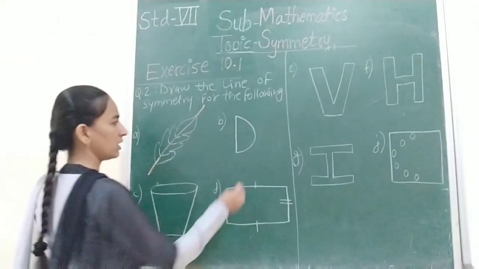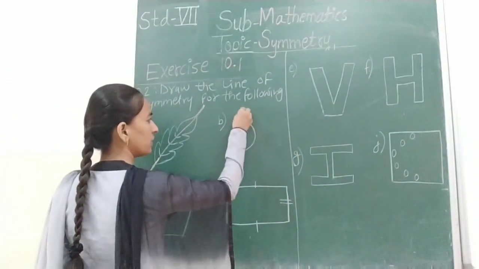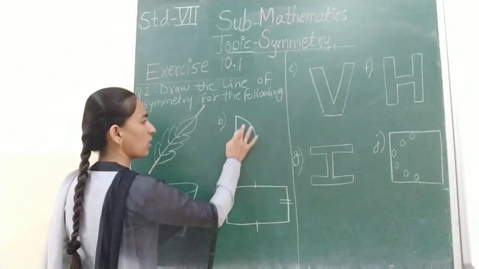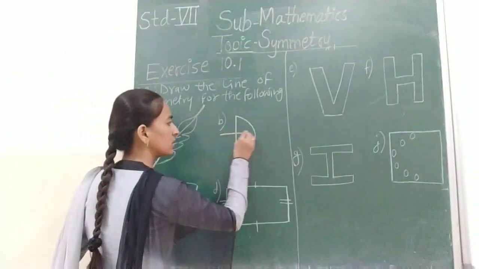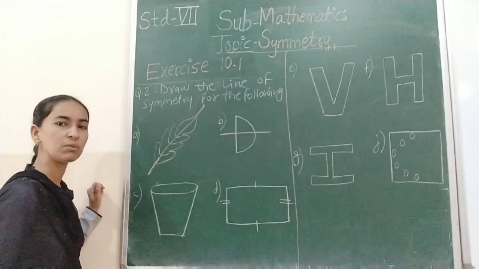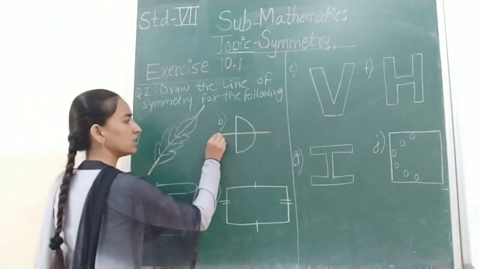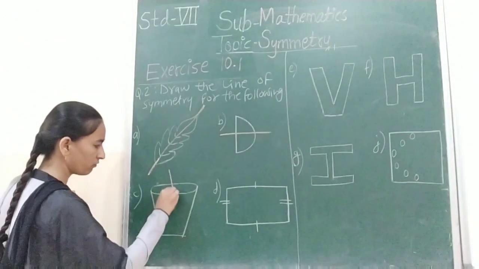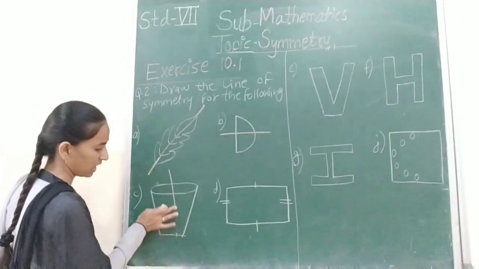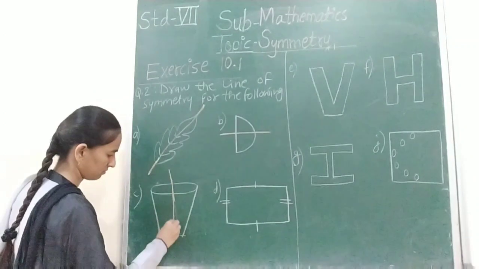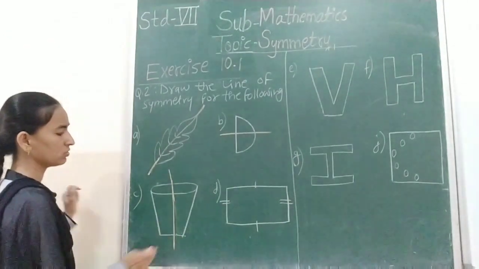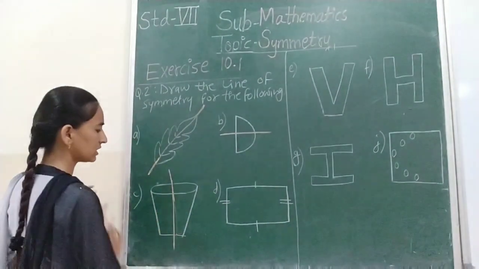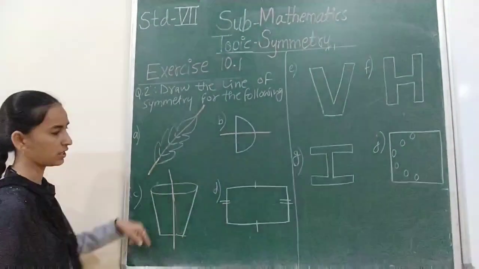Okay. Now see the next line of symmetry. If I draw from this side, does it give the two symmetrical parts? No, it does not. If I draw like this, yes, it gives the two similar parts. So the line of symmetry is a horizontal line. Now in this, if I draw a vertical line, see, this gives the two identical parts, first half, second half. This is also one line of symmetry.